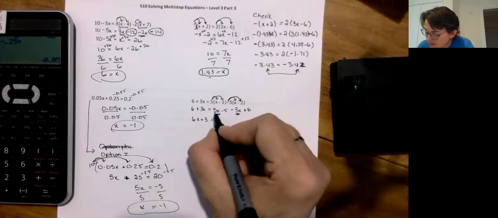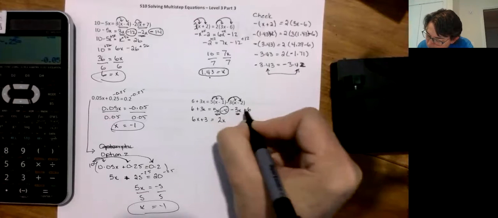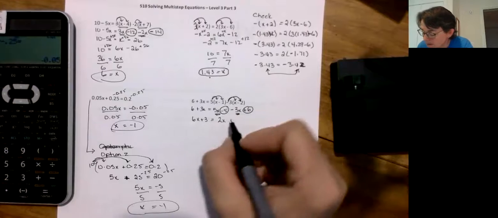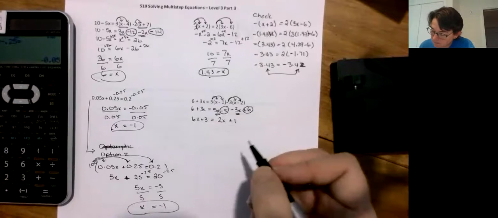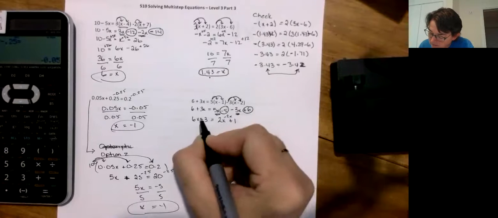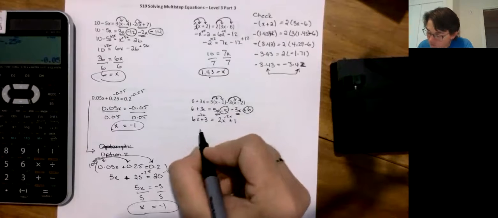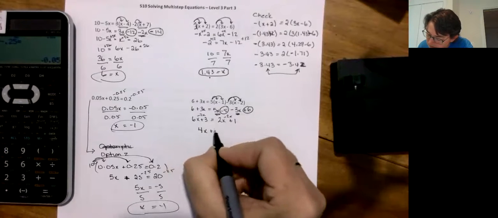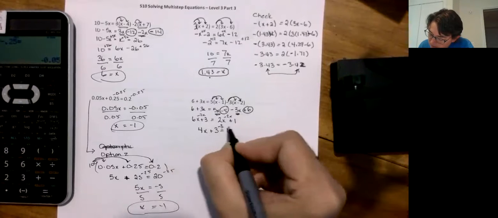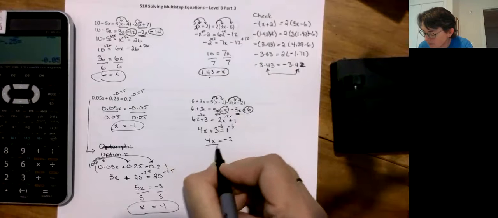6x minus 2x is 4x, and I'm also going to do these two together at the same time. Minus 5x plus 6 is plus 1. All right, not like terms, not like terms. Time to move. My simplification is done. 6x minus 2x is 4x plus 3 is equal to 1. Minus 3, minus 3. 4x is minus 2. Now, divide by 4.